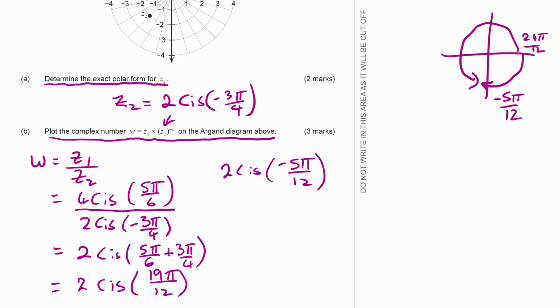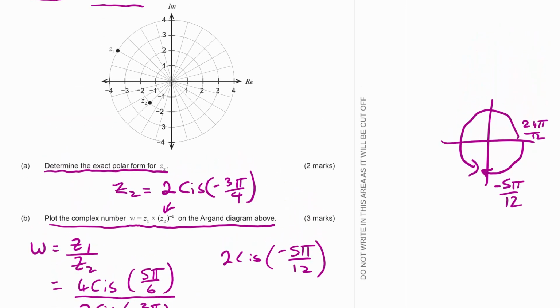Now if you look carefully at the diagram we were given, each ray is a pi by 12. So we know that the modulus is 2. It's going to be on the circle with a radius of 2. And then 1, 2, 3, 4, 5 means that we are on this ray down here at a distance of 2. So it's going to be just here for W.